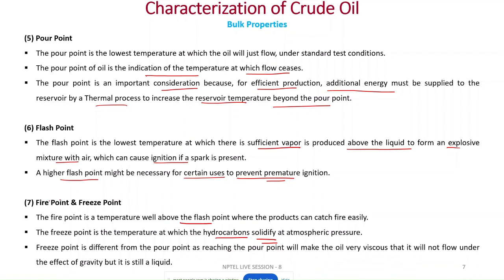You need to remember that the freeze point is different from the pour point. When we are discussing pour point, it means the oil becomes very viscous. It is very hard to flow. Okay, but that is still in the liquid state. But when you are considering the freeze point, that becomes a completely solid state. So these are basic differences.